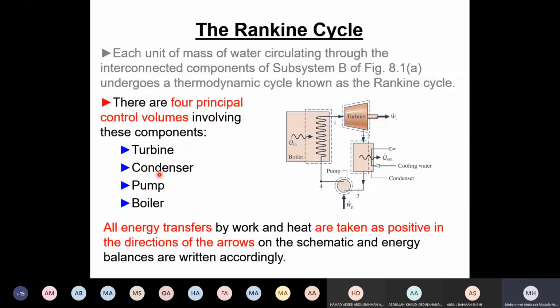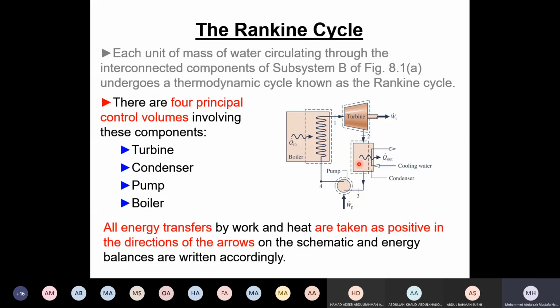Rankine is the scientist who made that. So it has a turbine, a condenser, a pump, and a boiler. So these are the 4 elements. We are going to make the cycle for that. We're going to make the analysis for this one, and then later on we can modify it to reach the real plant.